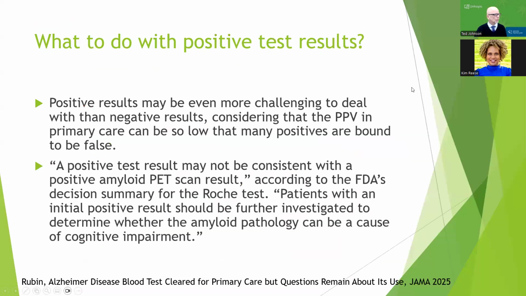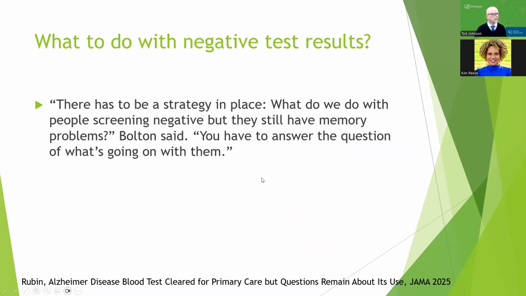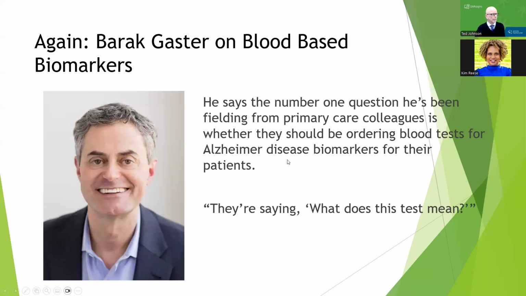Home stretch here, we're going to go through a couple of things. Again, positive results may be challenging to deal with if you didn't have access to LP biomarkers or you didn't have access to PET amyloid imaging; you still have that problem now. And negative test results are also possible. You saw how the negative predictive value was much higher, meaning fewer false negatives, and so that's also something to worry about.